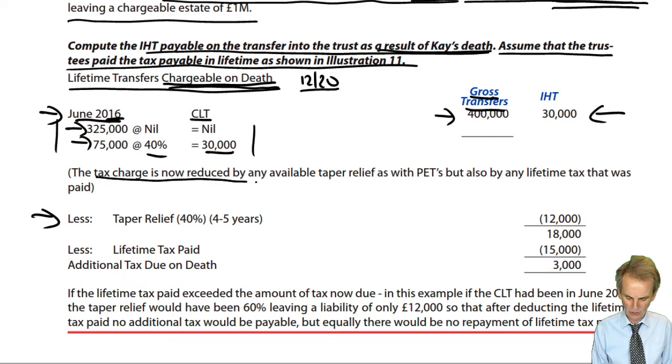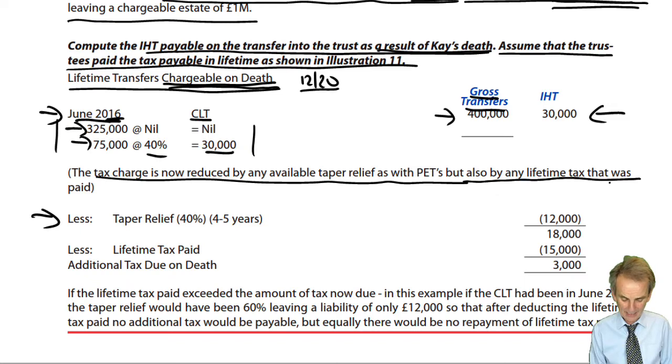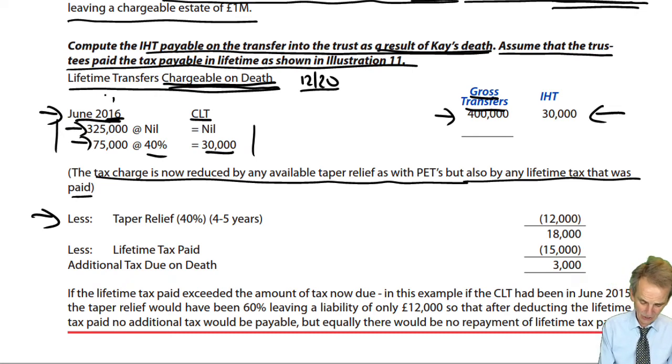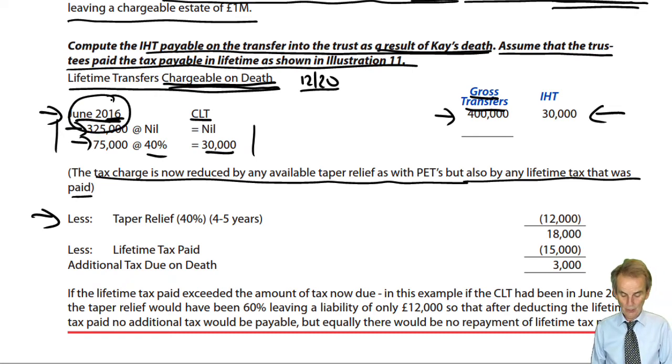The tax charge is now reduced by any available taper relief, just as we would with PETs, but also then by any lifetime tax that was paid, but in this order. Firstly, the taper relief. So, get your fingers out and start counting. The date of this transfer, June 16. So, did we survive to June 17? Yes, we did. June 18, June 19, June 20.